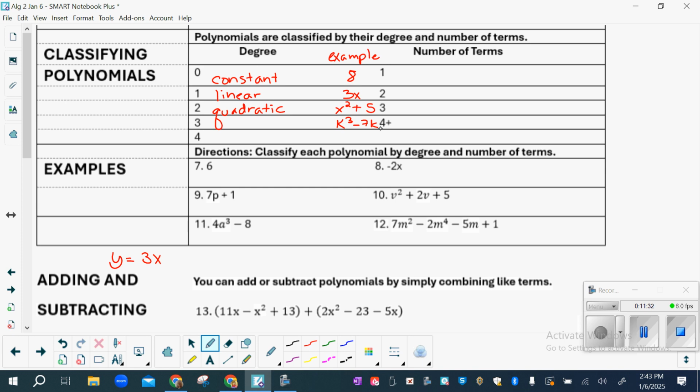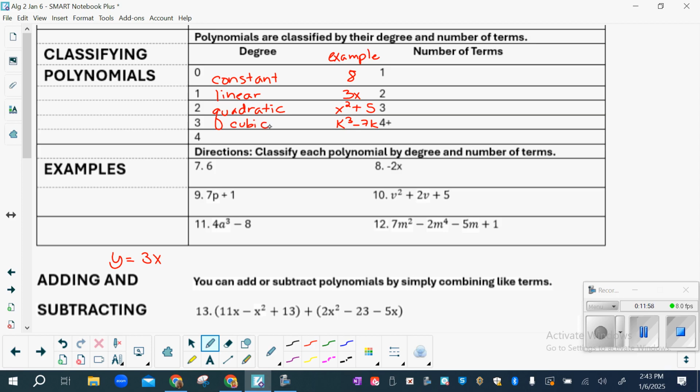What would that exponent of 3 be called? Any idea? I know we haven't graphed them before, but what do we call an exponent of 3? What's another name for it? Starts with a C. Cubic. So it's going to be cubic. We call it a cube, but we call it a cubic graph.